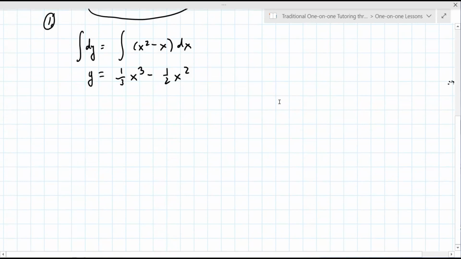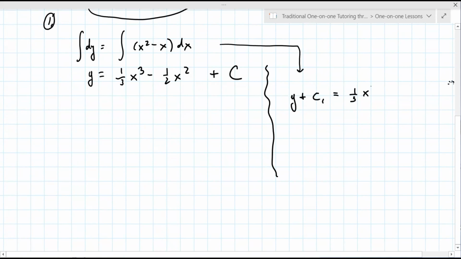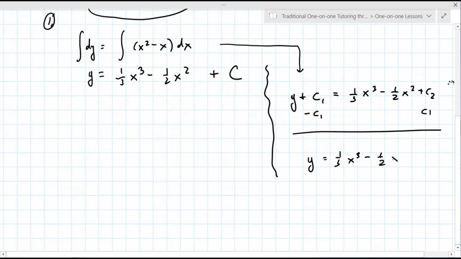Okay. Now, an additional part: there's this plus c. There's always a plus c when you integrate. Now, again, I don't know how much the instructor gave you, but the correct line here is y plus c1 equals 1/3 x cubed minus 1/2 x squared plus c2. And then you can subtract c1 from both sides. So you get y equals 1/3 x cubed minus 1/2 x squared plus c2 minus c1. And then you can say, oh, well, c2 minus c1 is really c. And that's why it ends up being just plus c when you're all done here.